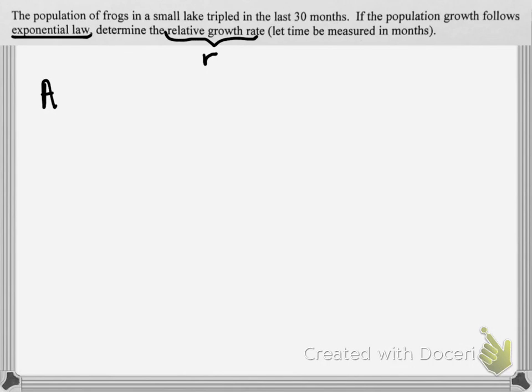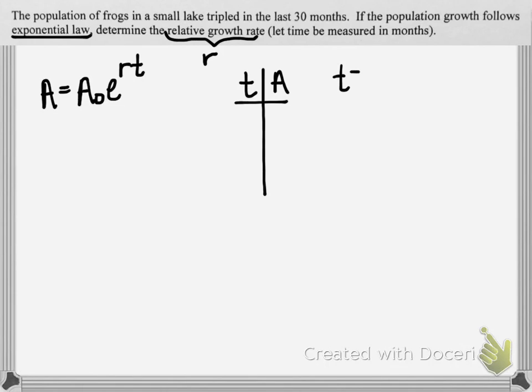our general model will be A is equal to A sub 0 times E raised to the R times T power. So as always, I like to look at these problems numerically and organize what I've been given in a table. So we have our time, and it says that we're going to let time be measured in months. So T is going to be the number of months. And then the A value is our population. In this case, it's the number of frogs.